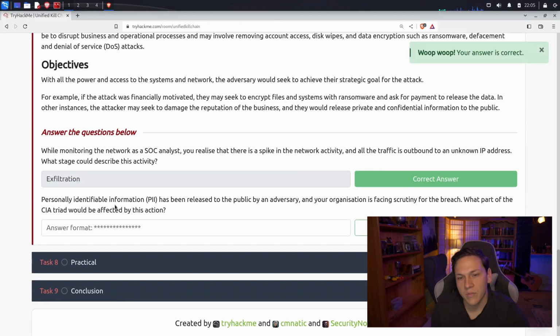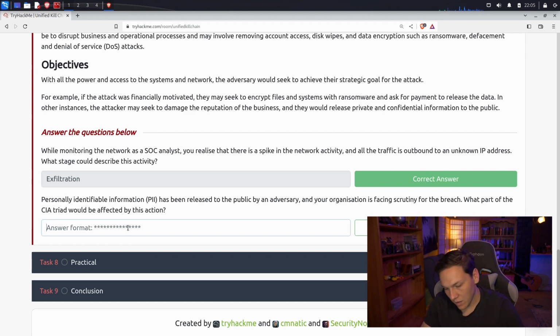Personally identifiable information has been released to the public by an adversary, and your organization is facing scrutiny for the breach. What part of the CIA triad would be affected by this action? Confidentiality.